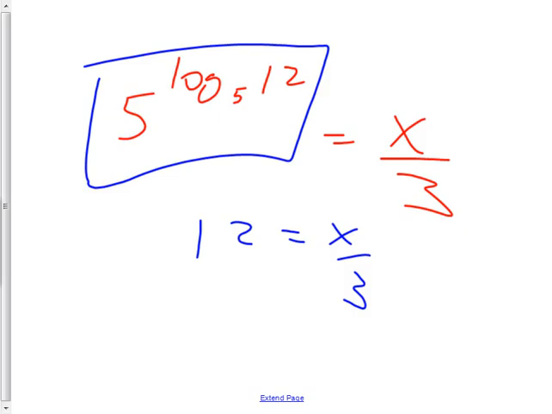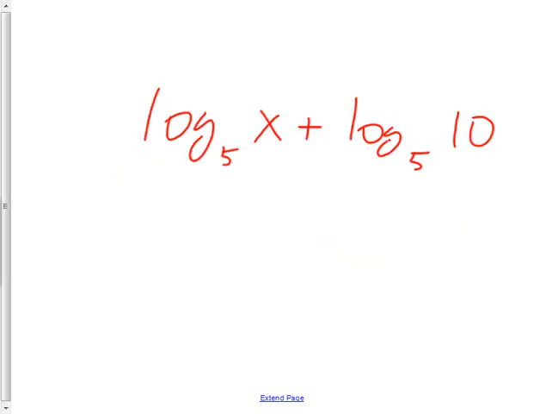All right. Next one. This one, you got to know how to combine things too. You remember that expansion and compression? Well, we got to be able to put these together. This is a plus, so it can be made into a log base 5 of something. And if it was a plus, what should I change it to? And multiply. X times 10 or 10x.